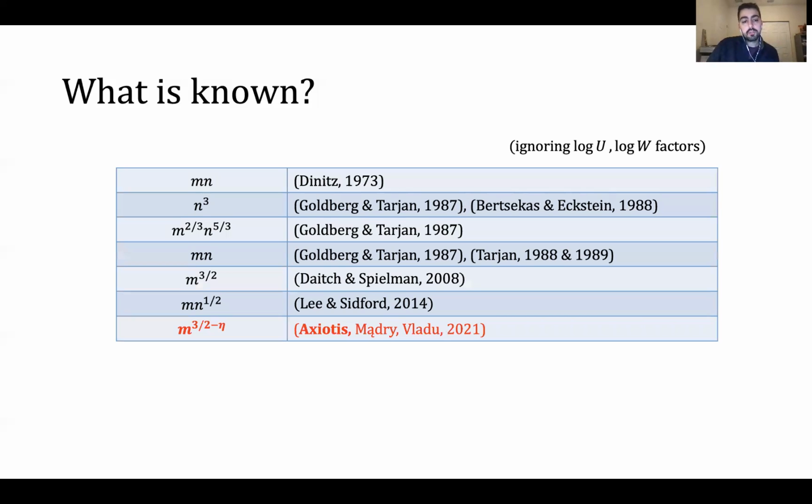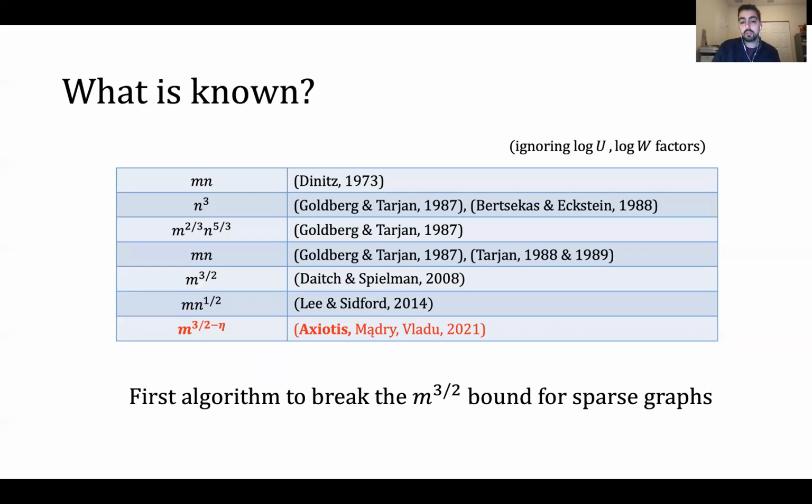So our work gives an m^{3/2−η} time algorithm, and this is the first one to break the Daitch and Spielman bound for sparse graphs. And if you're curious, η is 1/762.